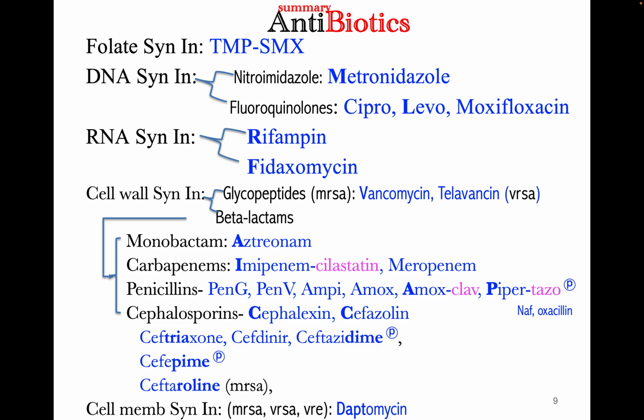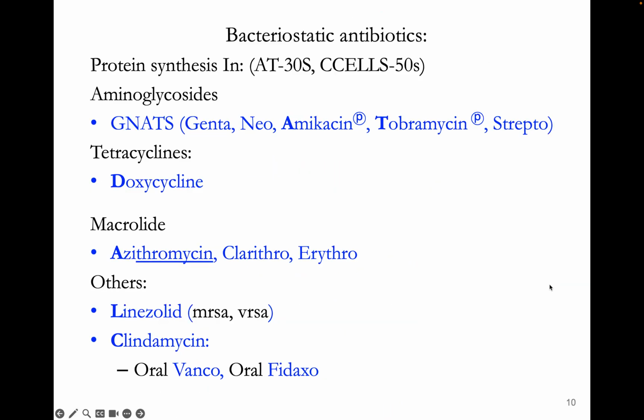Okay, so we have covered this section. Let's look at the bacteriostatic antibiotics. It's going to be easy, a very short section. Okay, so in this section we will learn about protein synthesis inhibition, right? So how do they inhibit protein? By targeting the 30S or 50S ribosome. So this is, I want you to remember that mnemonic.